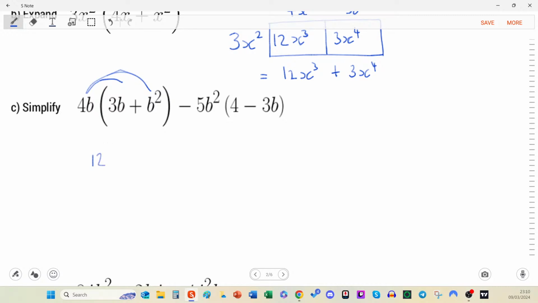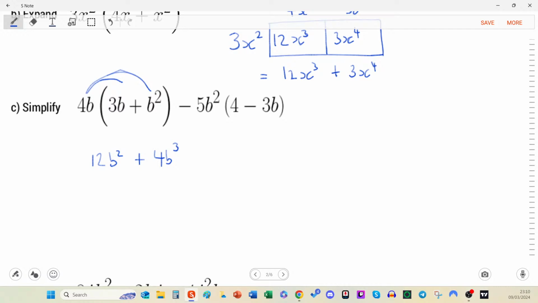So we get 4b times 3b is 12b squared. And we've got 4b times b squared is 4b cubed. Every so often it seems to mess up with the writing, and you'll have to excuse me, but I'll try and redo it where possible.